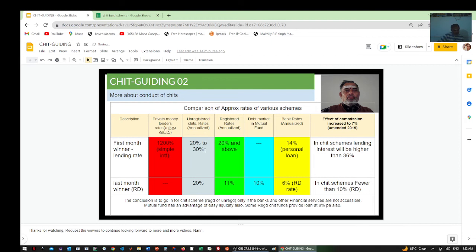For unregistered chits, the lending rate comes to 20% to 30%. In case of registered chits, the annualized lending rate comes to only 20% and above. In the debt market, there is no lending, but liquidation is possible. Bank rates are about 14% in case of a personal loan. With the commission increased to 7% under the 2019 amendment, in chit schemes the lending interest will be higher than 36%.